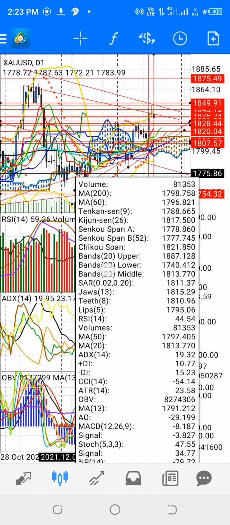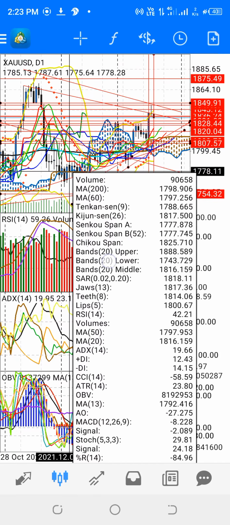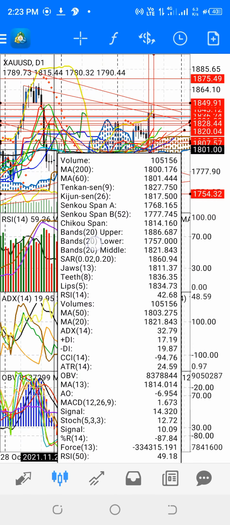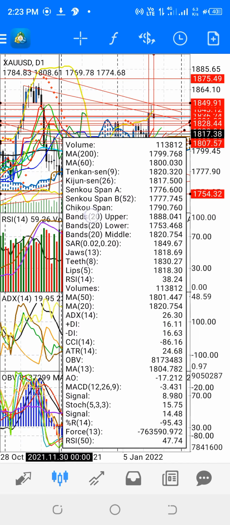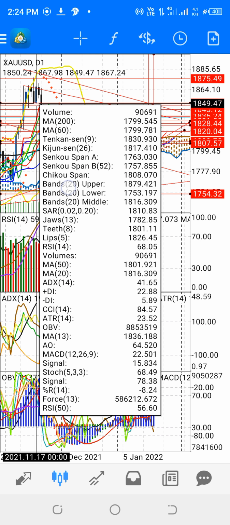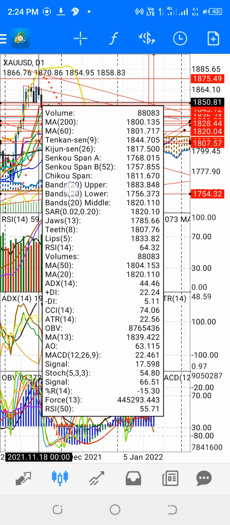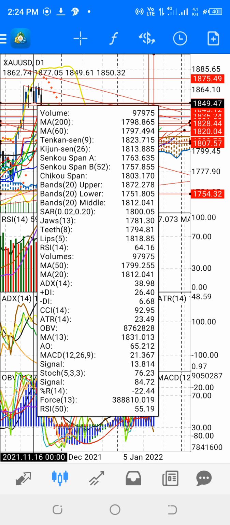Okay, that's all for gold. Slightly on Monday, prices will fall and then bounce on this strong level of support. Then it will move higher. Then you can make your take profit here, 1850.81. Okay, that's all for gold.